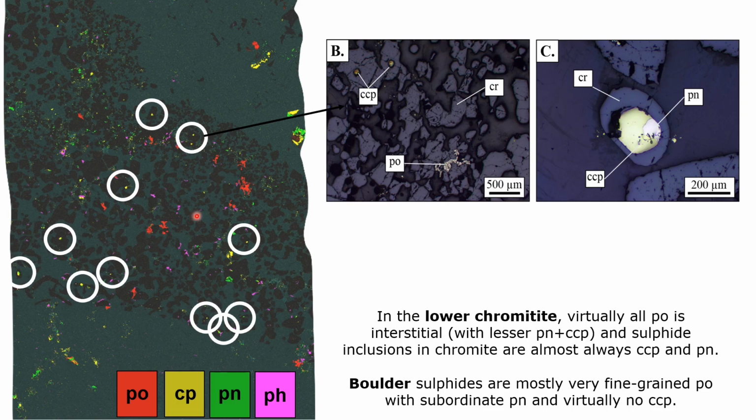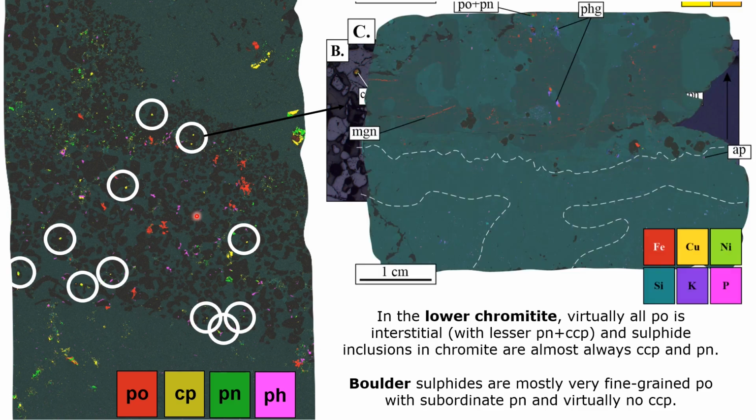And then if I take you 50 or so meters below the Marinsky Reef into the boulder bed, from many samples we see that although volumetrically quite small, the dominant sulfide at the base of boulders is pyrrhotite with very small amounts of pentlandite and virtually no chalcopyrite.